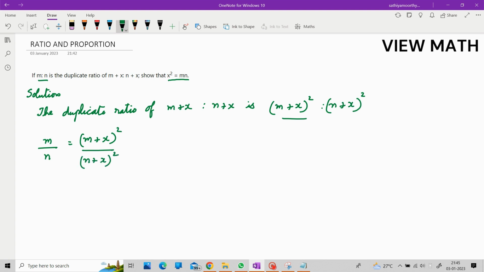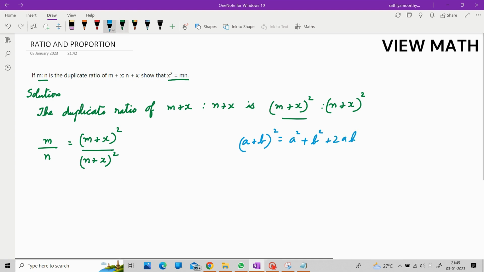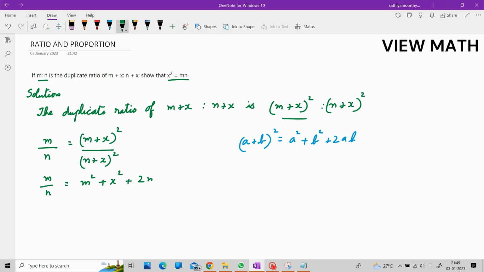So here this is (a + b) the whole square. Here also the (a + b) the whole square formula I can use. We know that (a + b) the whole square is equal to a square plus b square plus 2ab. So I'm going to use this formula. m by n is equal to m square plus x square plus 2mx, divided by denominator n square plus x square plus 2nx. Now I'm going to cross multiply.